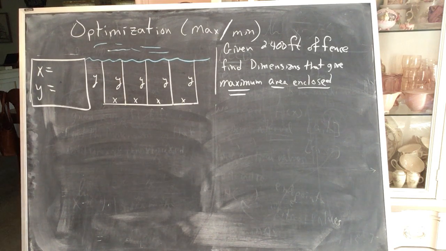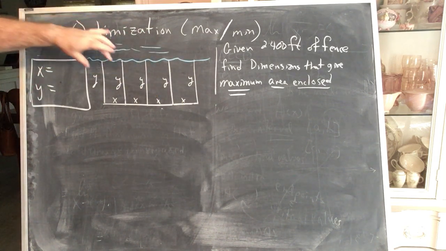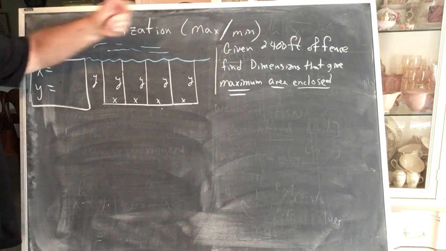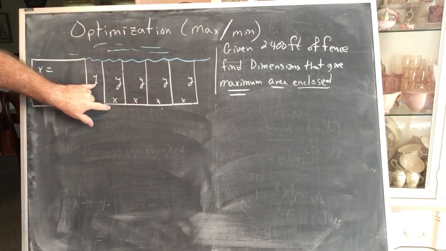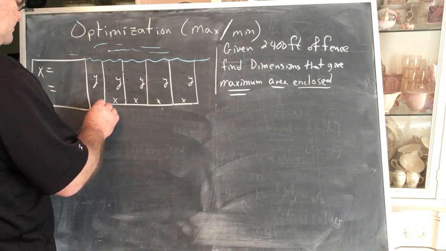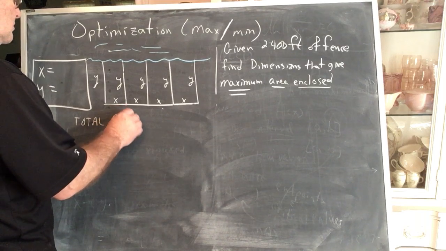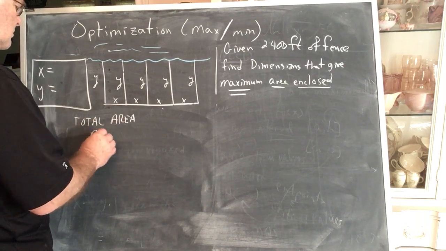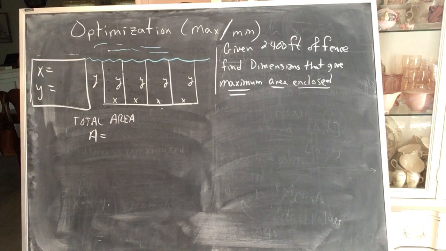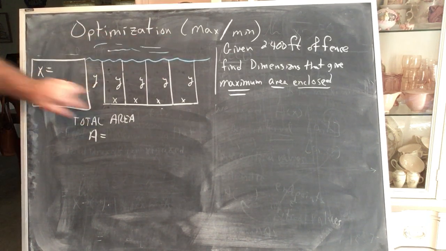So what was one thing we needed? We need to have a function for what it is we're trying to maximize. We're trying to maximize the total area. Now the area of one of them is x times y, but we have 4 of them. This was specified by the design of the problem. And so the total area is given by 1, 2, 3, 4 times xy.